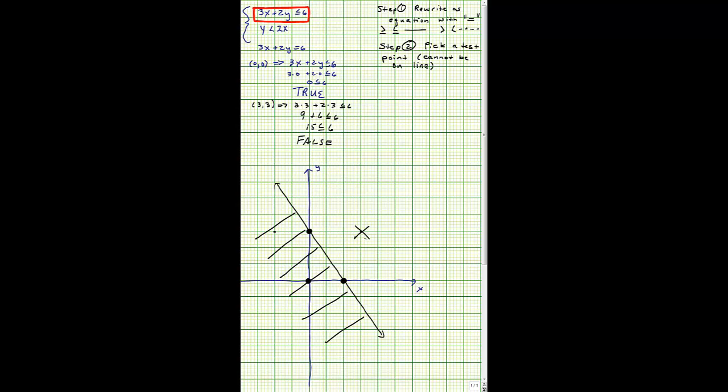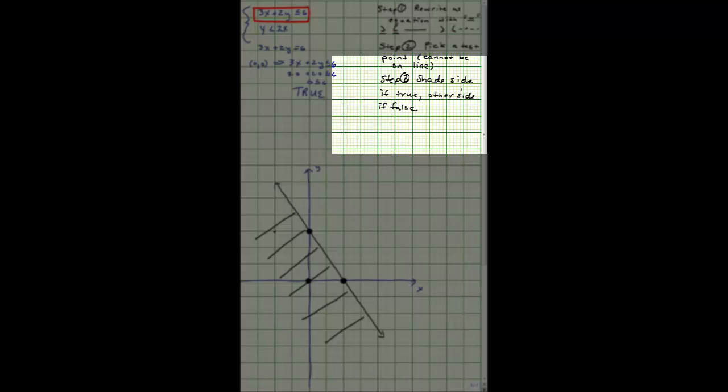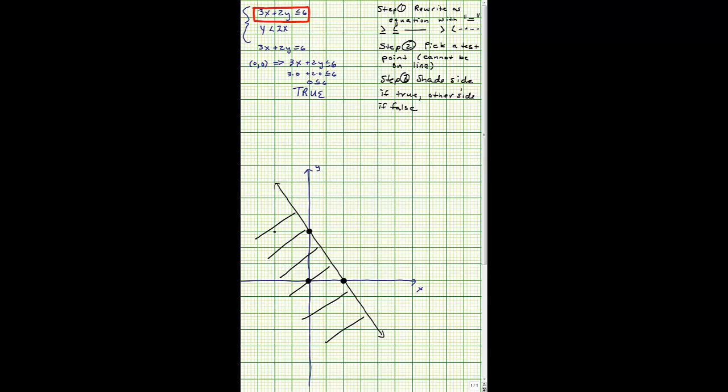So it doesn't matter where you pick your test point, but if it's true, shade that side. If it's false, shade the other side. And I went ahead and actually did step 3, which is actually shading the side.